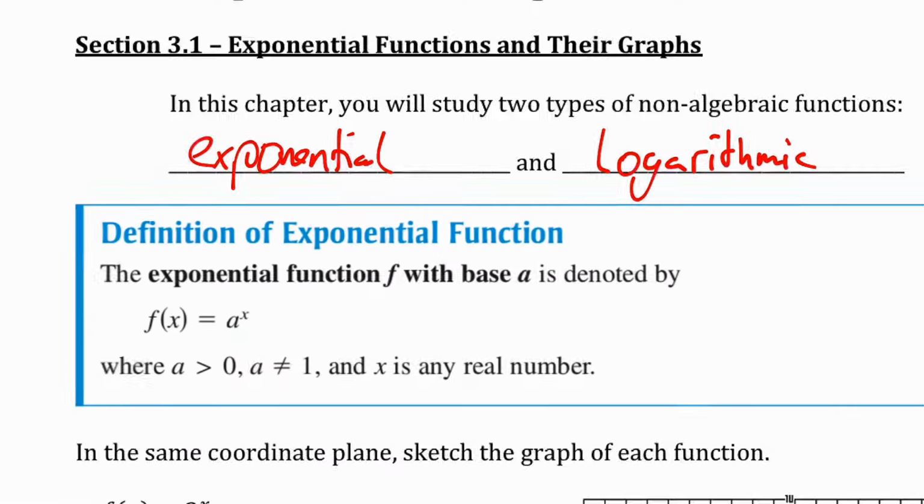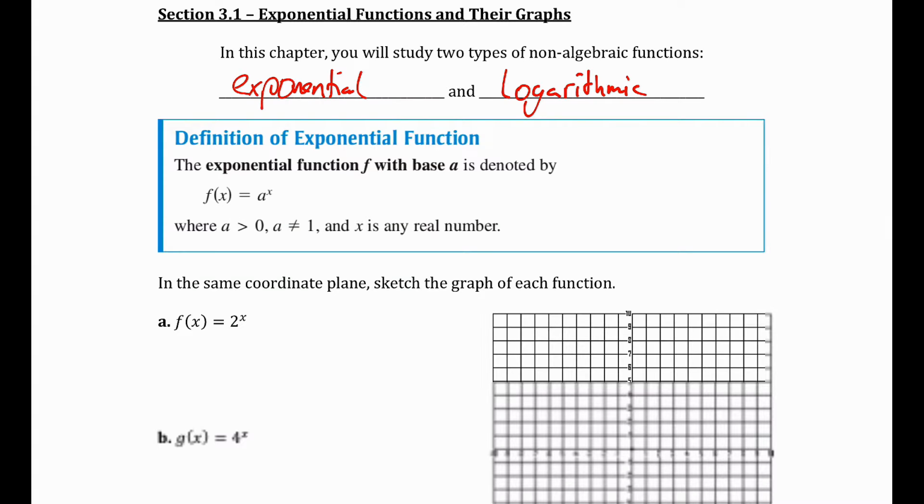So the definition of an exponential function, f with base a, is denoted as f of x equals a to the x, where a is greater than 0 and a is not equal to 1 because 1 to any power is always 1, and x is any real number. So we're going to graph two different functions in the same coordinate plane. One of them is f of x equals 2 to the x. The other one's going to be g of x equals 4 to the x.